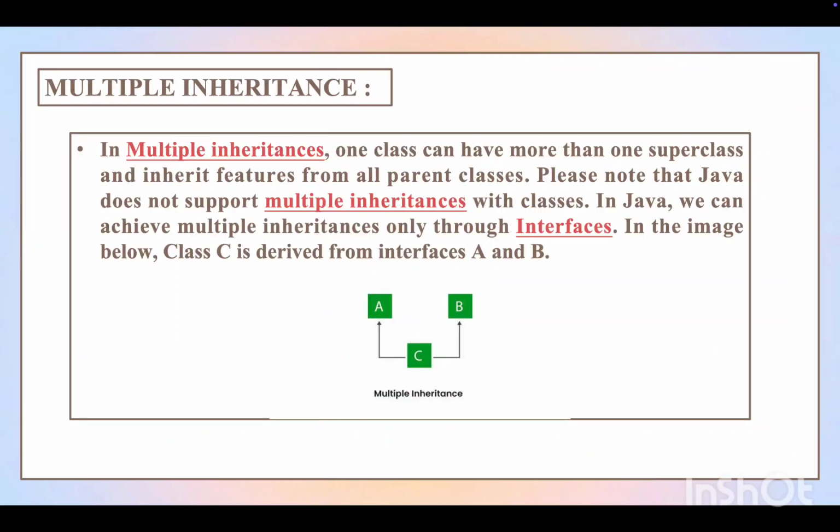Let's start by discussing multiple inheritance. In this type of inheritance, a class can inherit features from more than one superclass, allowing it to combine functionality from different parent classes. However, it is important to note that Java does not support multiple inheritance with classes directly due to the potential complexity. Here you can see that class C is derived from both interface A and B, representing a form of multiple inheritance.